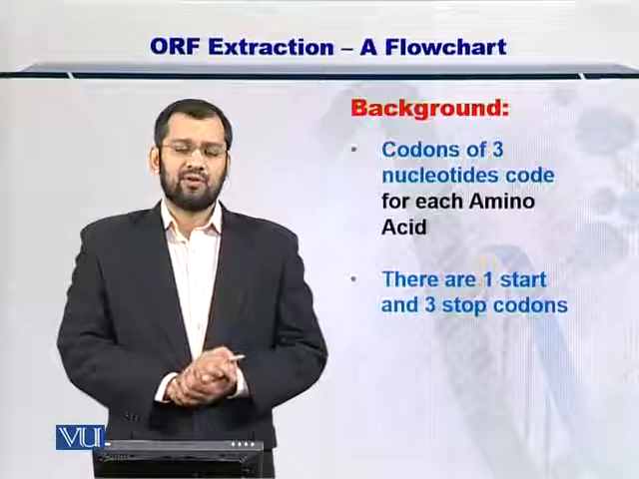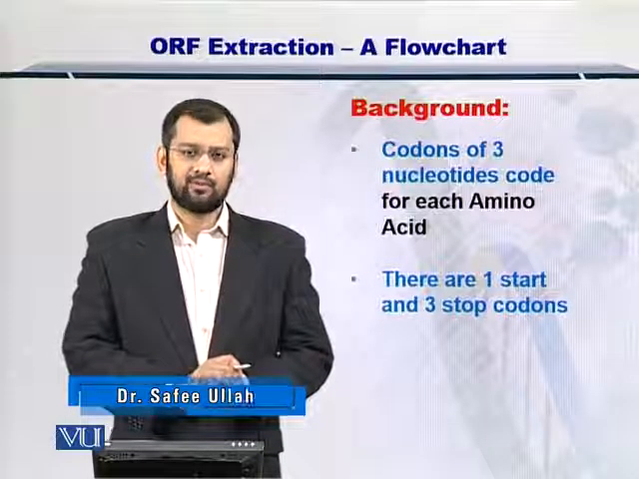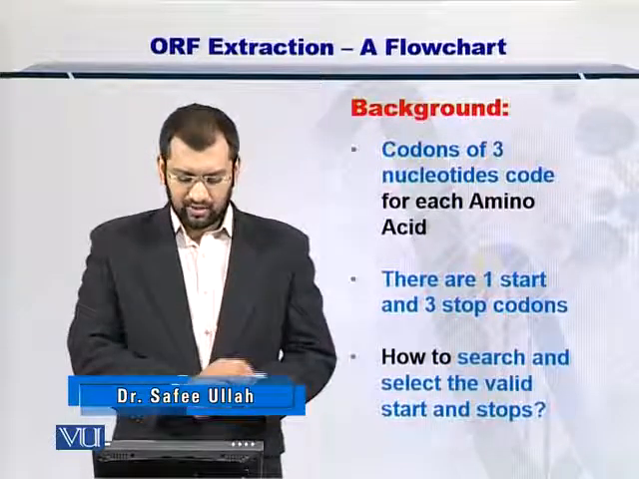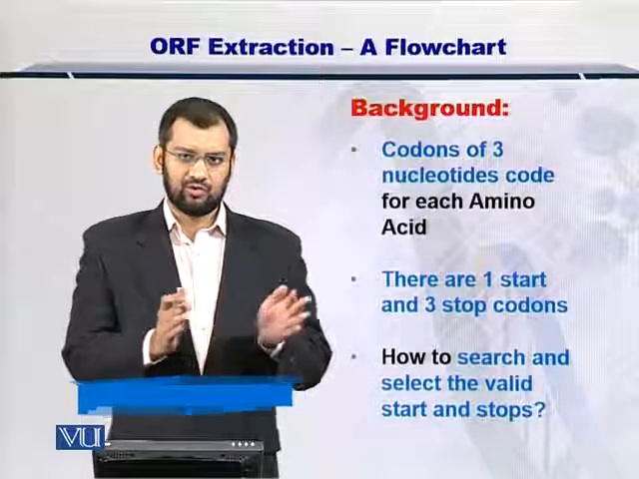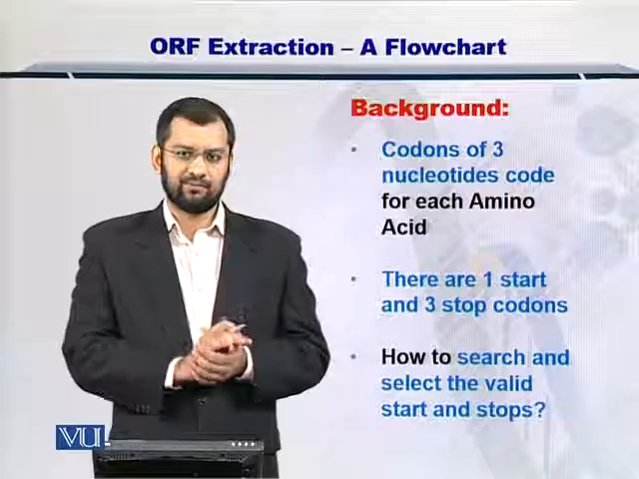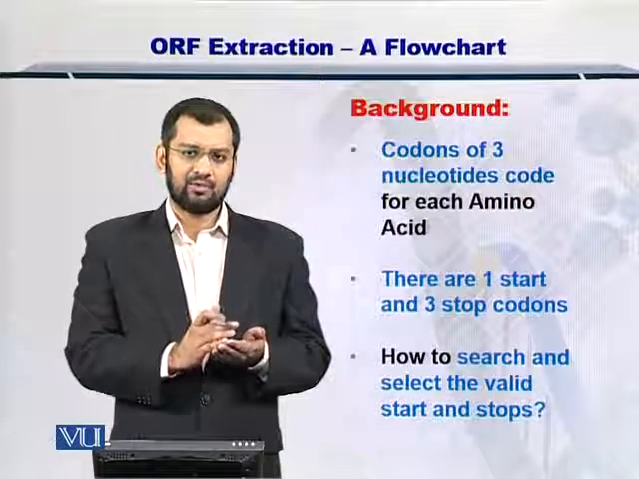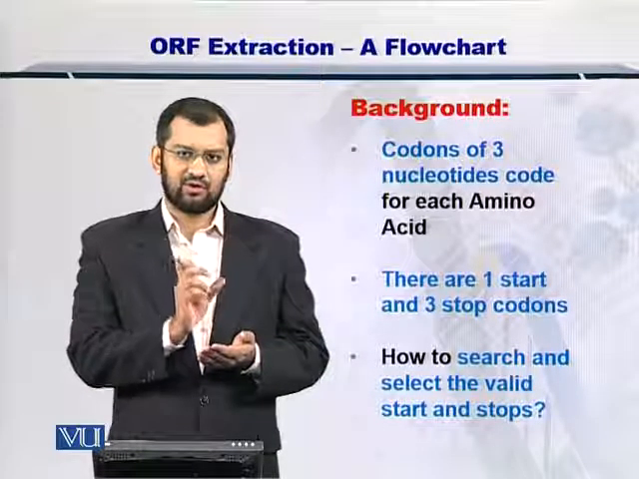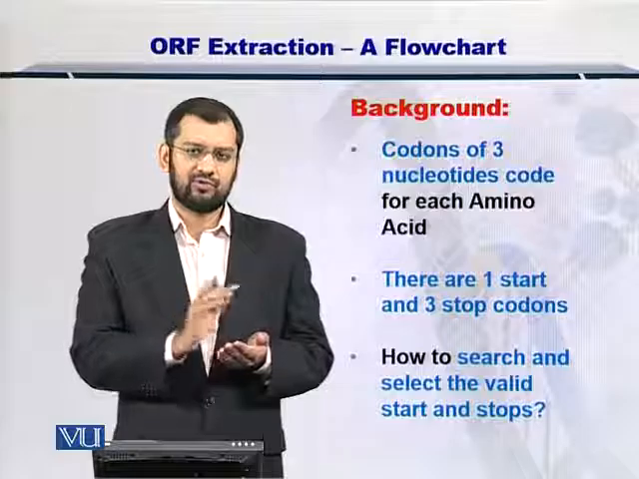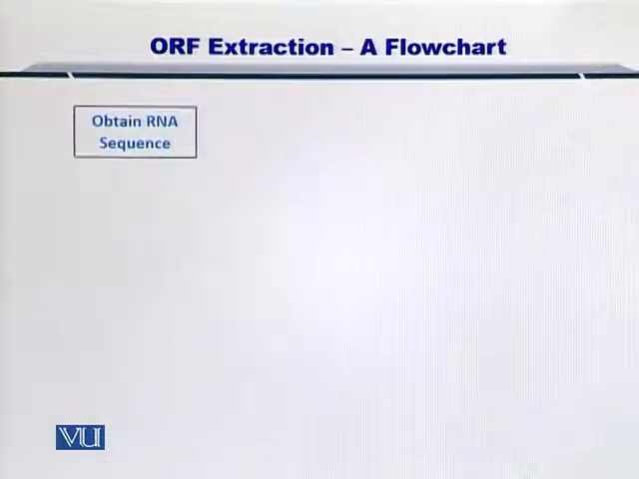Out of these different combinations, there is one start codon and 3 stop codons, and you're looking for valid start and valid end in order to obtain the protein sequence. The start sequence will be methionine, and the stop codon will determine the position where you will stop converting the following codons into the amino acids. So let's take a look at the flowchart.